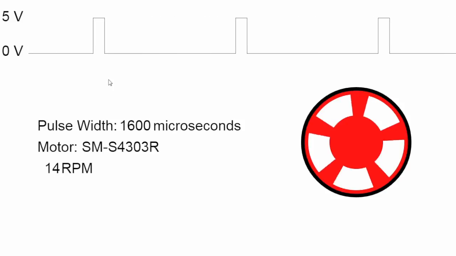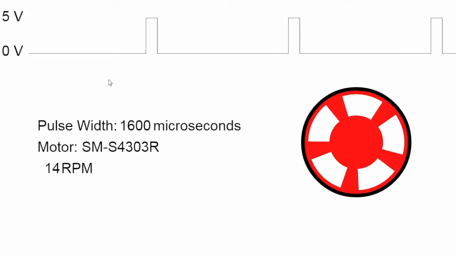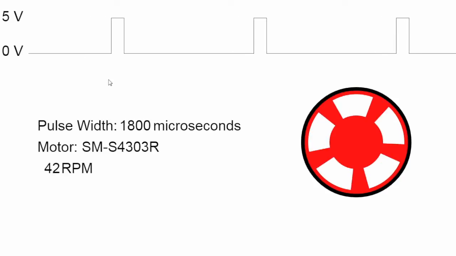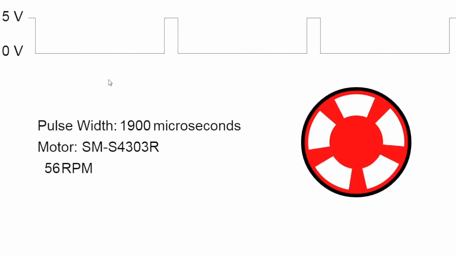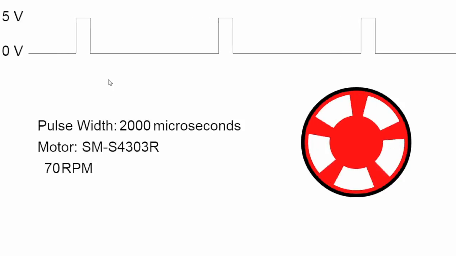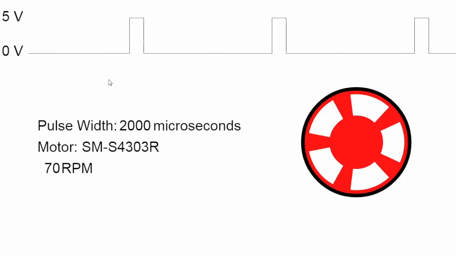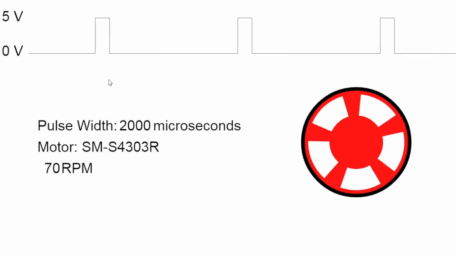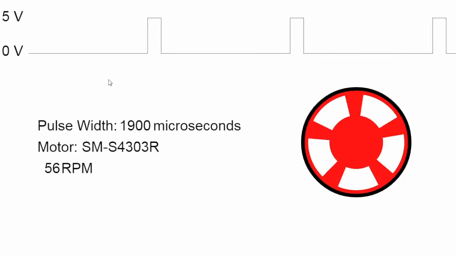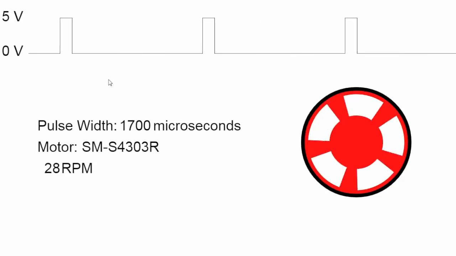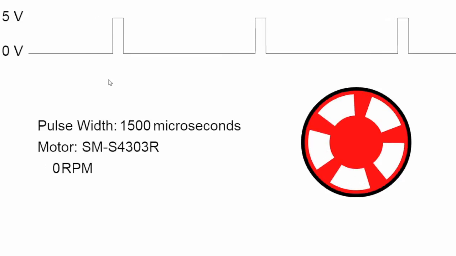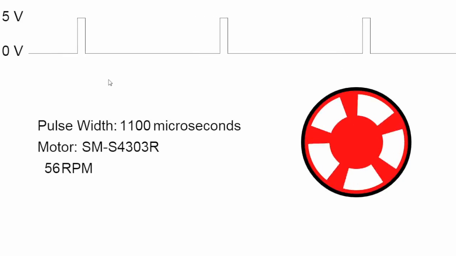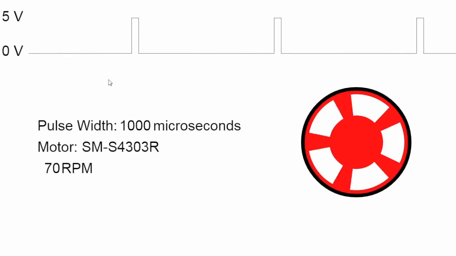By making the pulse wider, we can tell the motors to move counterclockwise. By making the pulse even wider, we can make the motors turn even faster. The SM-S4303R servos max out at a pulse width of 2,000 microseconds, which corresponds to 70 rotations per minute, at least according to the data sheet. To make the motors turn clockwise, we need to send a pulse width narrower than 1,500 microseconds. And in the opposite direction, these top out at 1,000 microseconds, again at 70 RPM.